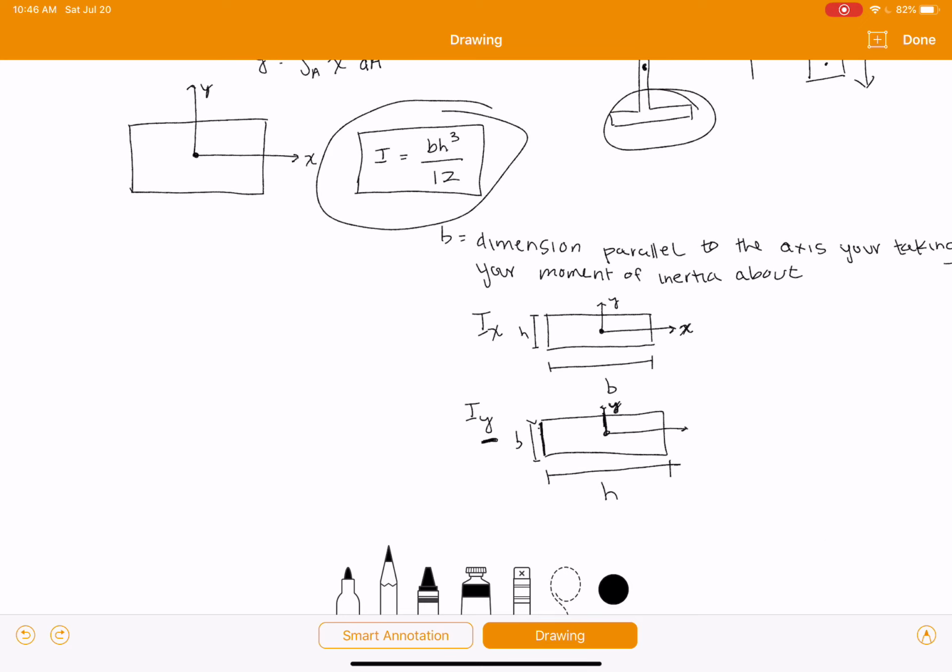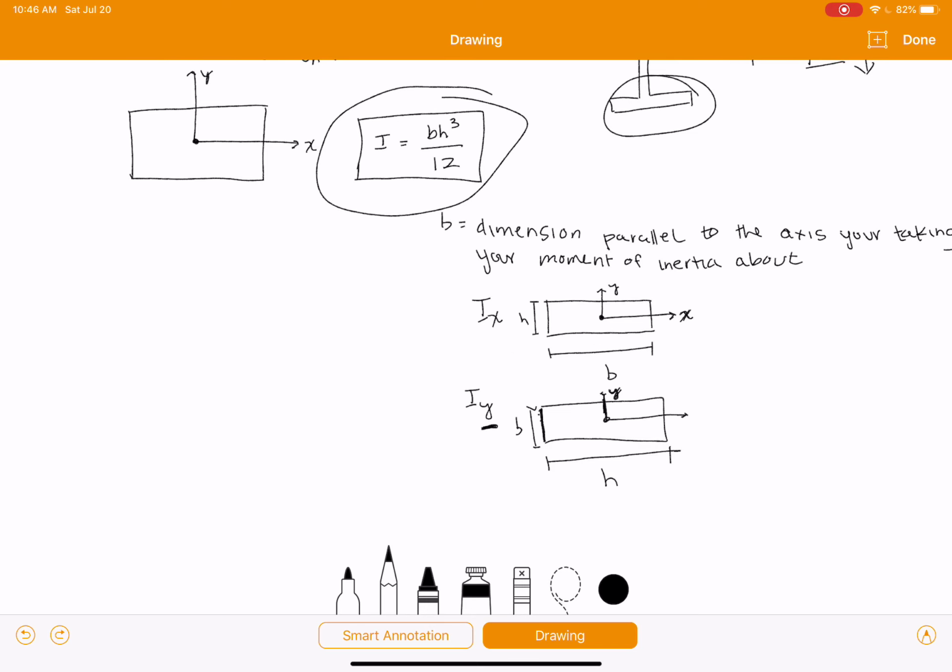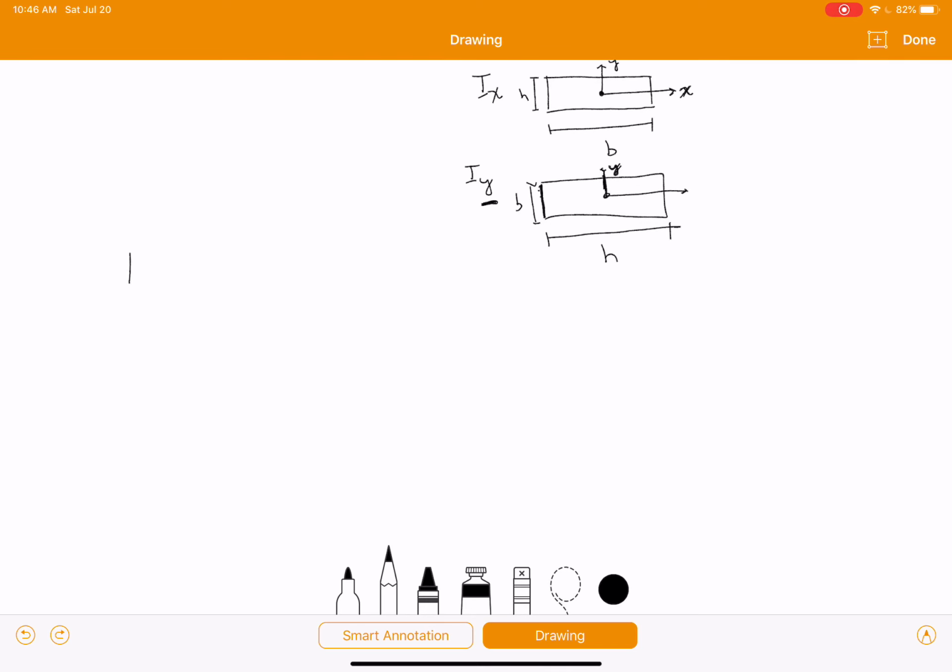So that's for a rectangle. If we look at a triangle, here's the centroid, your y-axis, your x-axis. Your moment of inertia of a triangle is going to be bh cubed over 36. And again, that's always your dimension parallel to the axis you're taking your moment of inertia about.